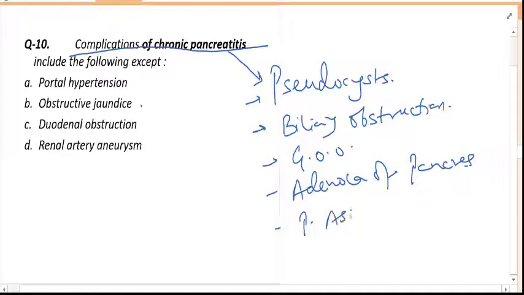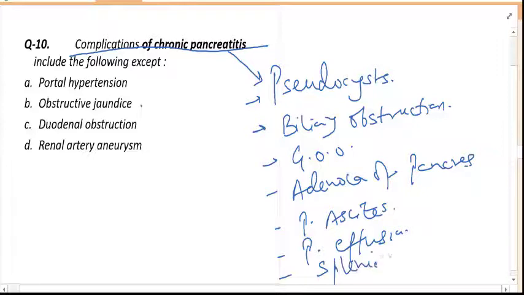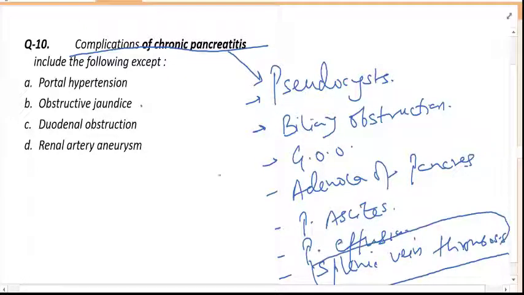Pancreatic ascites, pleural effusion, splenic vein thrombosis. If there is splenic vein thrombosis, then this can lead to portal hypertension. This is known as left-sided or sinistral portal hypertension. So obstructive jaundice will be seen, duodenal obstruction will be seen, renal artery aneurysm is not a complication. So this is our answer.